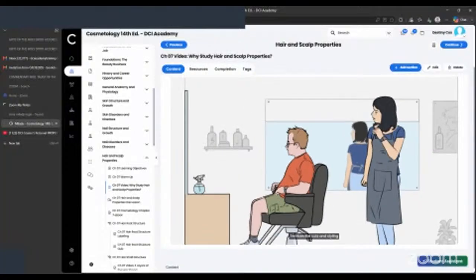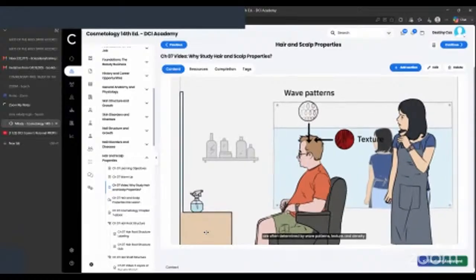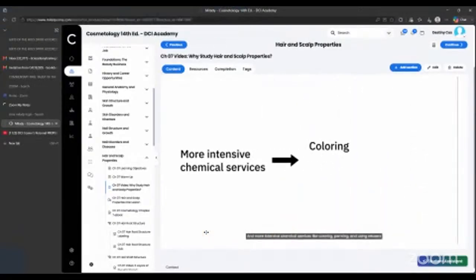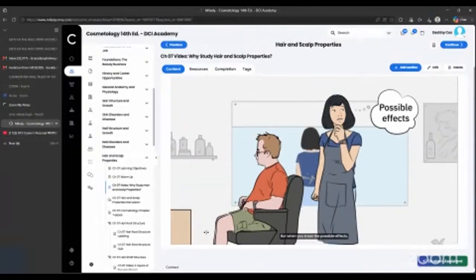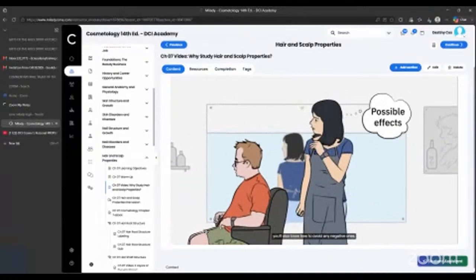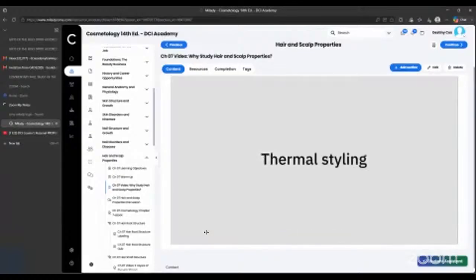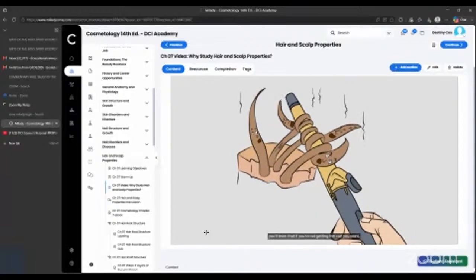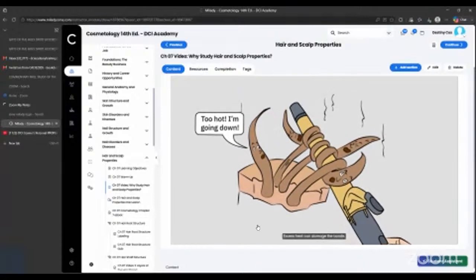Services like cuts and styling are often determined by wave patterns, texture, and density. And more intensive chemical services like coloring, perming, and using relaxers can cause a different reaction in each person's hair. But when you know the possible effects, you'll also know how to avoid any negative ones. This is even true for thermal styling. By studying hair bonds, for example, you'll learn that if you're not getting the curl you want, you need to let them cool. Excess heat can damage the bonds.